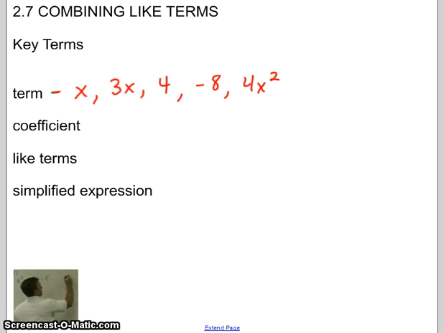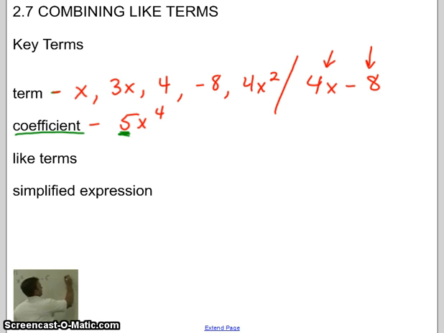If we had 4x minus 8, then you have two terms here. 4x is a term, and this minus 8 is a term too. Within terms you have what's called a coefficient. A coefficient is the number in front of the variable. So if I have 5x to the fourth, the coefficient is 5, the number in front of the variable.